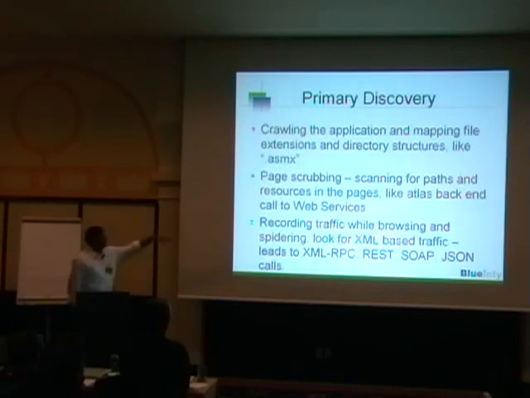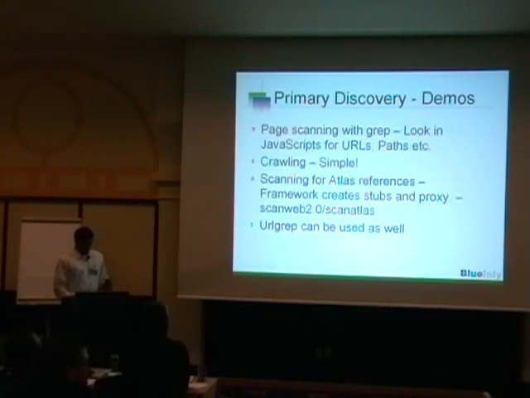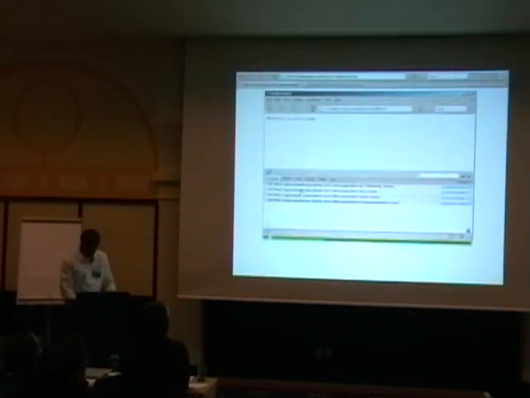Primary discovery: we are crawling the application and looking for .asmx. Page scrubbing: scan the page and look for paths, like we did in Atlas. Recording traffic and looking for XML-RPC, REST, and SOAP-based JSON calls. The techniques we are using are page scanning with grep, then simple crawling, scanning for Atlas references where you can use a scan for Atlas, and finally URL grep. So let me quickly show you one or two of them.